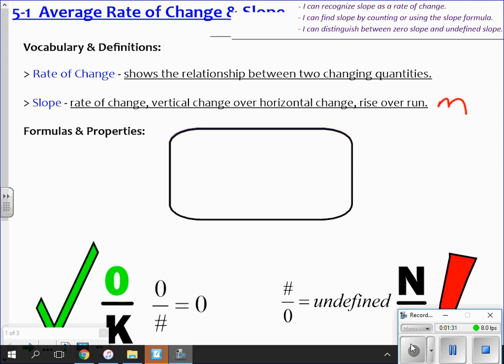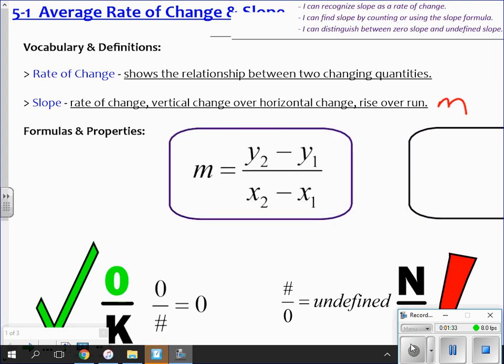We do have one formula. It is an important one. Make sure you get this down. If we have two pairs of x and y coordinates, and we will be doing this, your slope is the change in y over change in x. Okay, y minus y over x minus x. Specifically what we have here, y2 minus y1 over x2 minus x1.